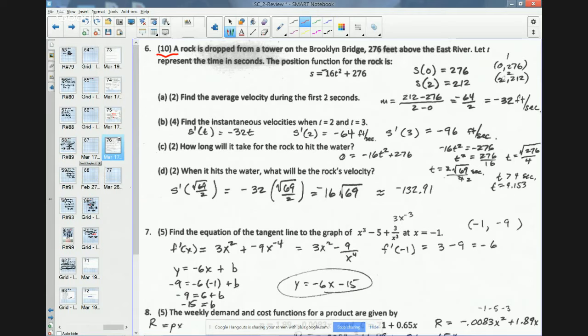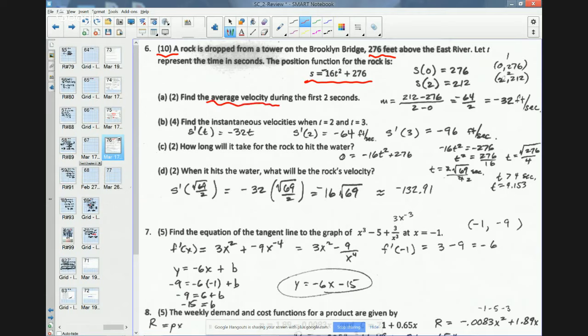A rock is dropped from the tower on the Brooklyn Bridge. The bridge is 276 feet above the East River. I think we talked about this too, didn't we? Anyway, here's the equation. Please note that negative sign should be in there. S equals -16t squared plus 276.